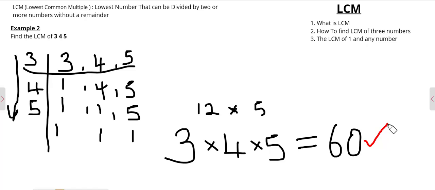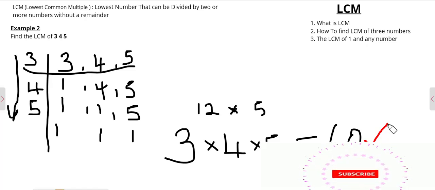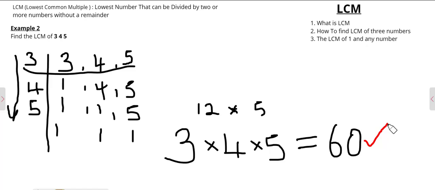So for those of you who actually tried before watching the video to the end, check if you got the answer correctly. If you do, kudos to you. If you fail, that's not the end of the world. You tried, and then you check where you made your mistake, and then you make amends. So this is how we find the LCM of 3 numbers.